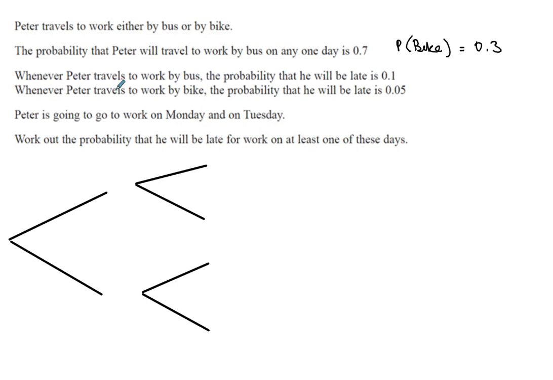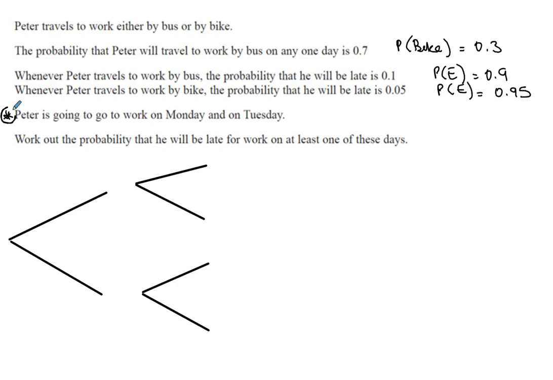Okay? When Peter travels to work by bus, the probability he will be late is 0.1. So I'm just going to put probability early equals 0.9. And when Peter travels to work by bike, the probability he will be late is 0.05. So the probability of early by bike is 0.95. Okay? Now this one is where it gets intense.